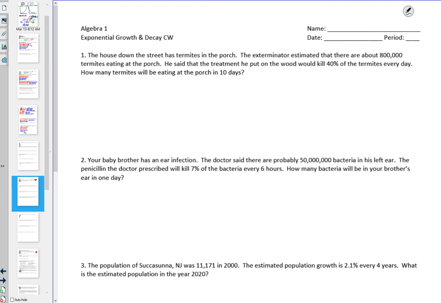Go to the page where we have termites. The house down the street has termites in the porch. The exterminator estimated that there are about 800,000 termites eating at the porch. He said that the treatment he put in on the wood would kill 40% of the termites every day. How many termites will be eating the porch in 10 days?